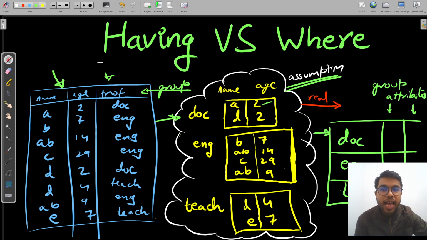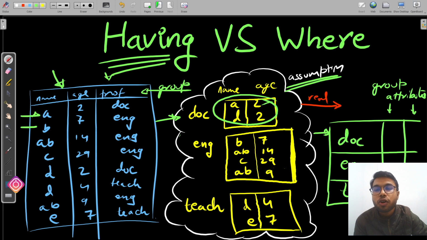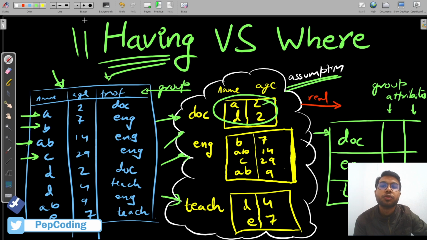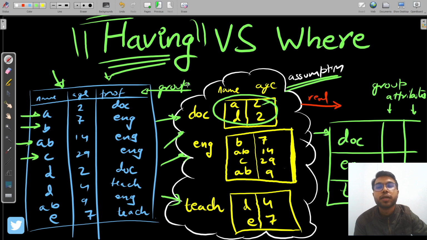So when I say having, I am applying conditions here. I am saying whether or not these are eligible to be included in these groups or not. That is what having is doing.